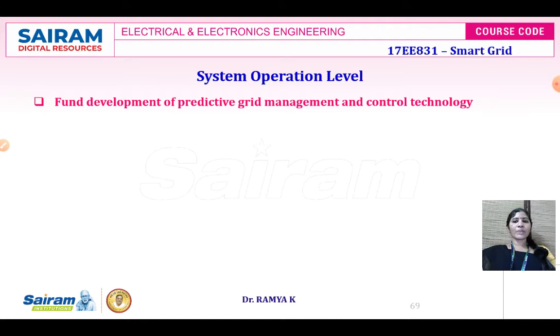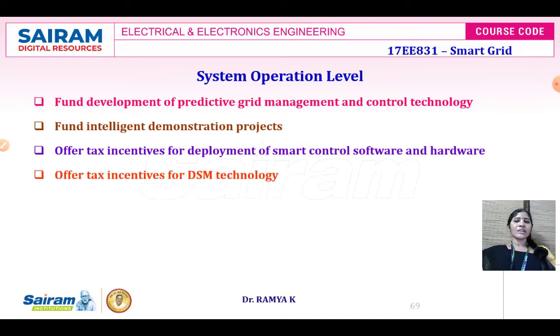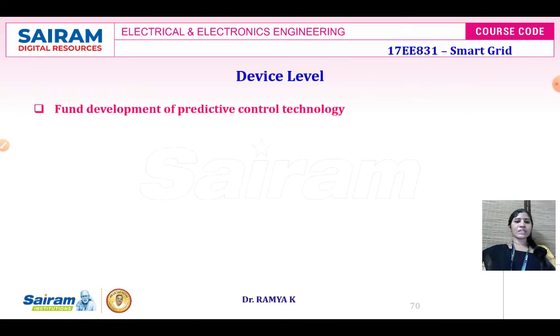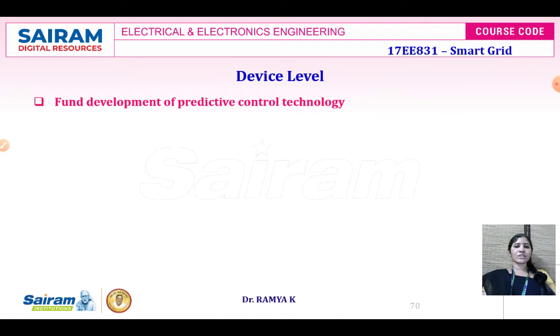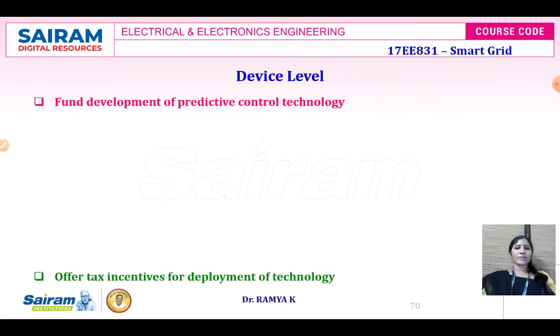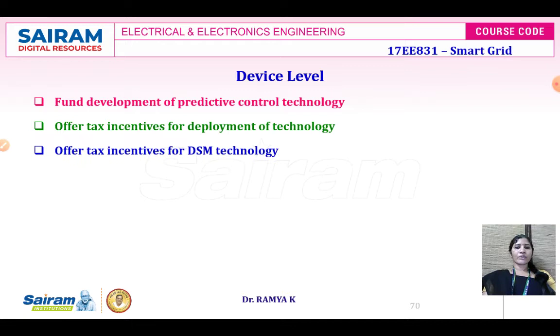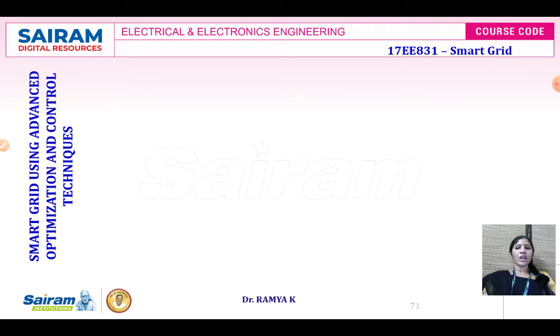Next, system operation level. When you are going for the system operation level, the following points have to be taken into account. That is, fund development for predictive grid management and control technology, fund intelligent demonstration project, offer tax incentives for the deployment of smart control software and hardware, offer tax incentives for demand side management technology. Next is going to be the device level. In device level, fund development of predictive control technology, offer incentives for deployment of technology, offer tax incentives for demand side technology. All these things have to be taken into account.